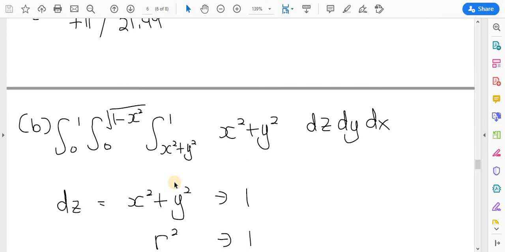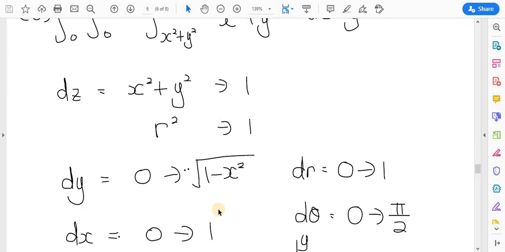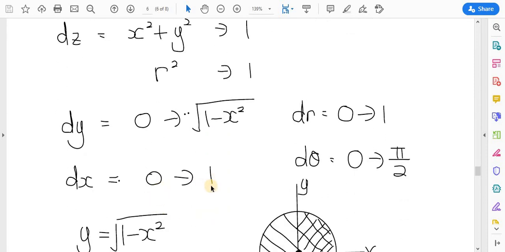Let's look at one more example. So given here a triple integral represented in Cartesian coordinates. First of all, let's look at their intervals. dz is from this one until 1, and this one we can convert to cylindrical coordinates. So x squared plus y squared will be equal to r squared. So your dz will be from r squared to 1, and your dy will be from 0 up to this one, and your dx is from 0 up to 1.